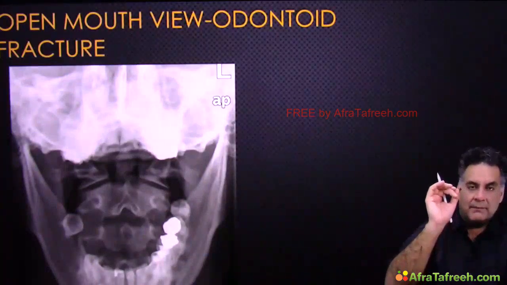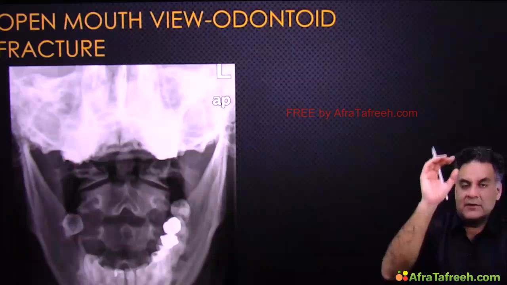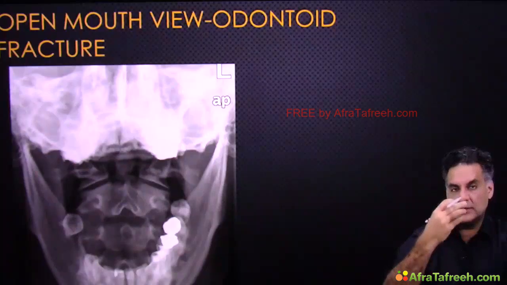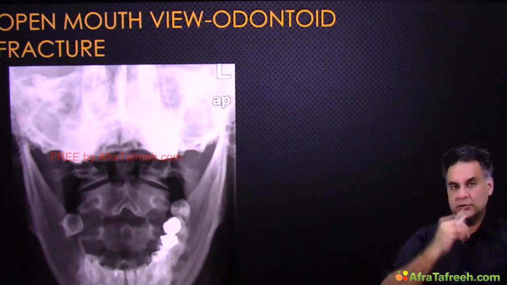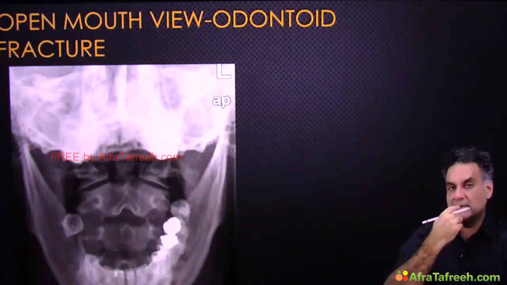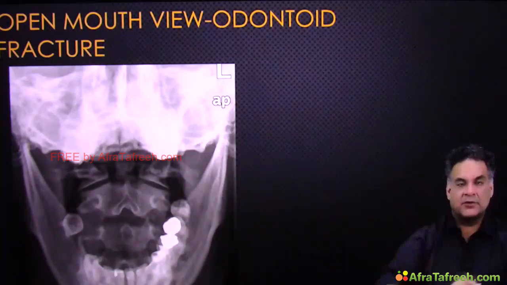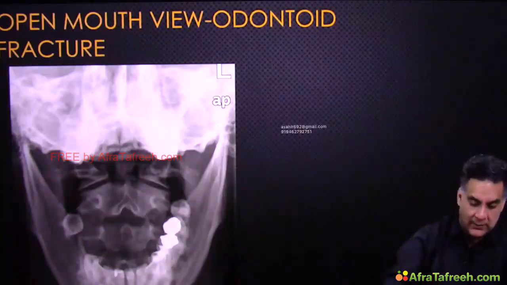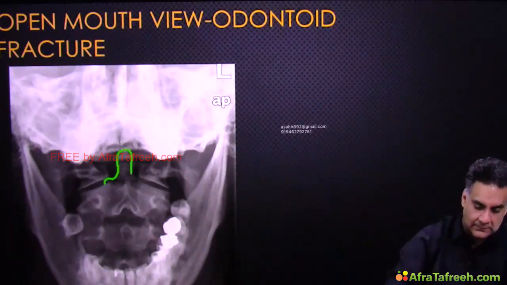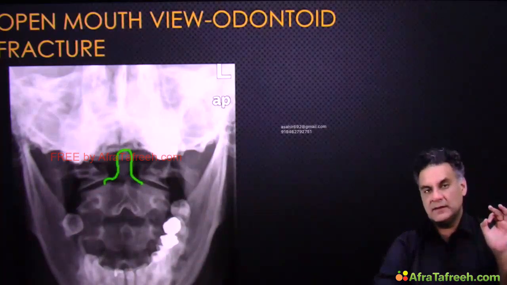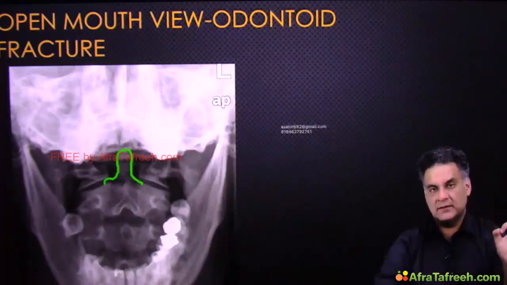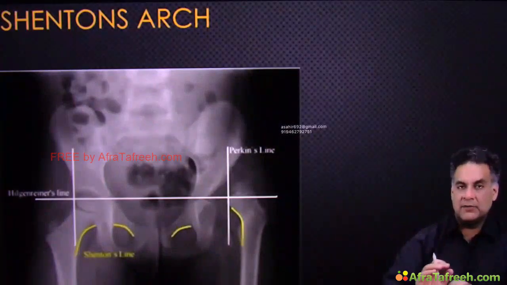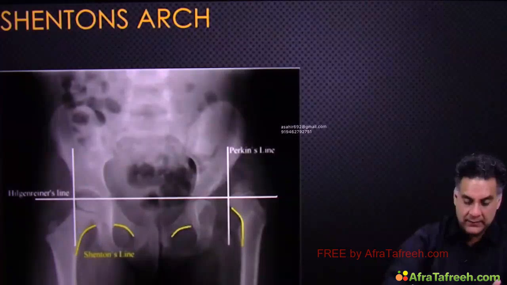The upper part of the cervical vertebra cannot be appreciated on AP view because the dental area is occluding, blocking it. So what you do, open your mouth, pass a beam through the mouth, transoral, click for the odontoid. O for open mouth, O for odontoid. You can see this right in the center, very, very clearly visible right in the center.